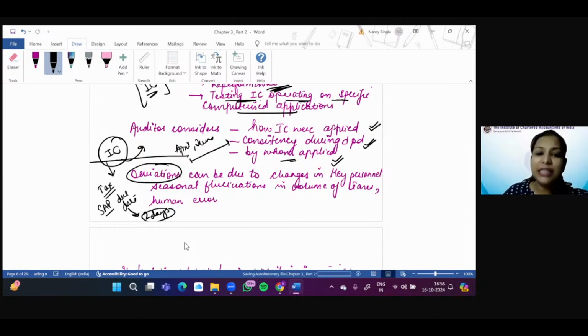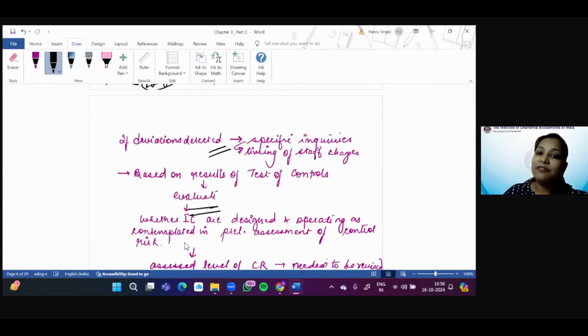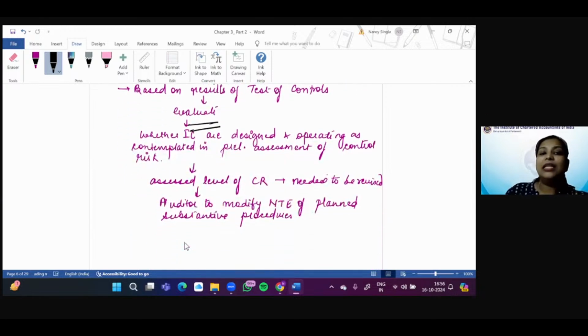So there can be certain genuine reasons also. It says that it can be due to changes in key personnel, seasonal fluctuation in volume of transactions, or human error. So the auditor will consider that also, right? If deviations are detected, after considering genuine reasons also, and still there are deviations, the auditor is going to perform specific inquiries about, for example, the timings of staff changes. And based on the results of the test of control, he will determine whether the internal controls are designed and operating as contemplated in the preliminary assessment of control risk.